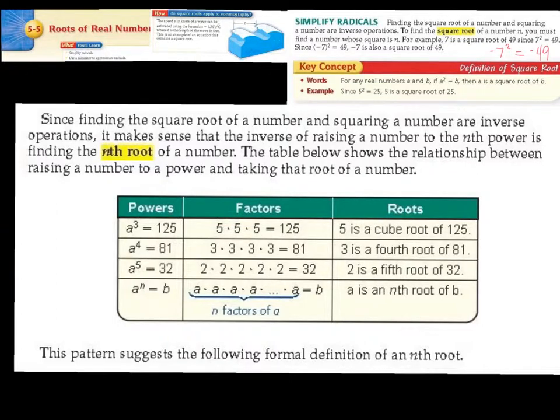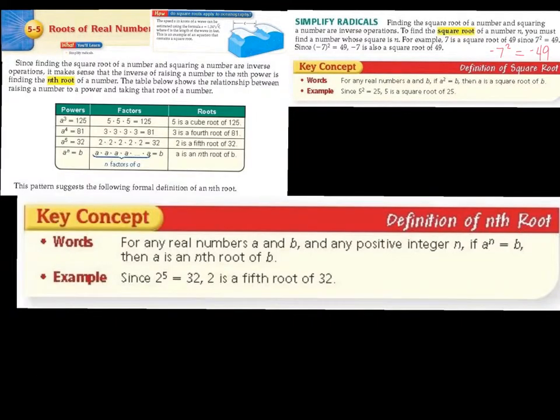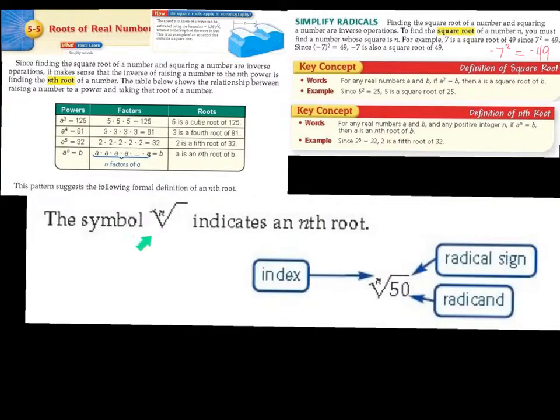This pattern suggests the formal definition of an nth root. For any real numbers a and b and any positive integer n, if a to the n equals b, then a is the nth root of b. Since 2 to the 5th equals 32, 2 is a fifth root of 32. The symbol indicates an nth root. The n up here, which would normally be a number, is called the index. This is, of course, a radical sign, and the number underneath the radical sign is called the radicand.